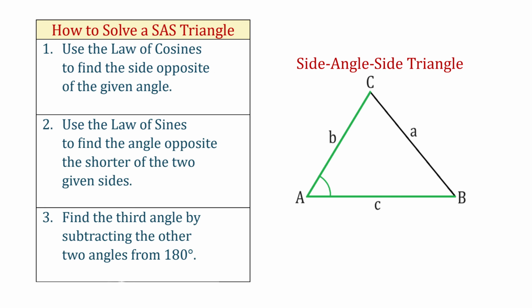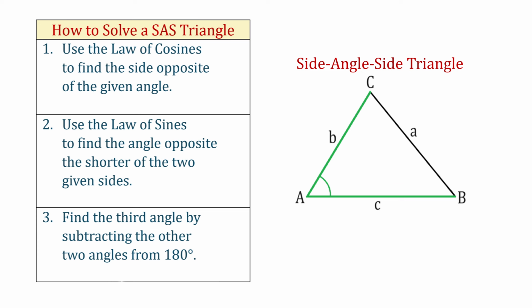If in a triangle we know two sides and the included angle, and we need to find the missing side and the missing angles, then we need to take the following steps. In step 1, use the law of cosines to find the side opposite of the given angle. So if in this triangle we are given angle A, then in the first step we will use the law of cosines to find side A.